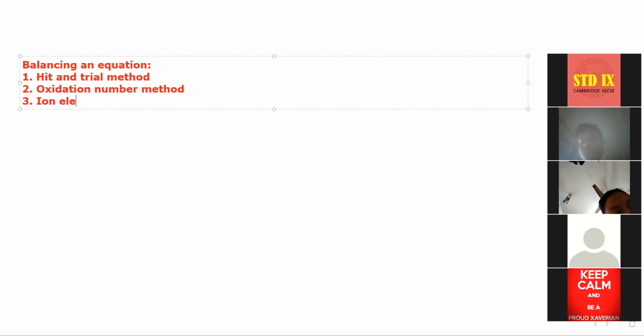Now the thing is, these 3 methods are actually very popular. Students till class 7, 8 perform the hit and trial method. As regards the IGCSE syllabus, from class 9 onwards you will have the oxidation number and ion electron methods. Now the question is, sir, what are these? We don't know. That I will teach you. But before that, let us try to solve one particular equation on the basis of the hit and trial method.